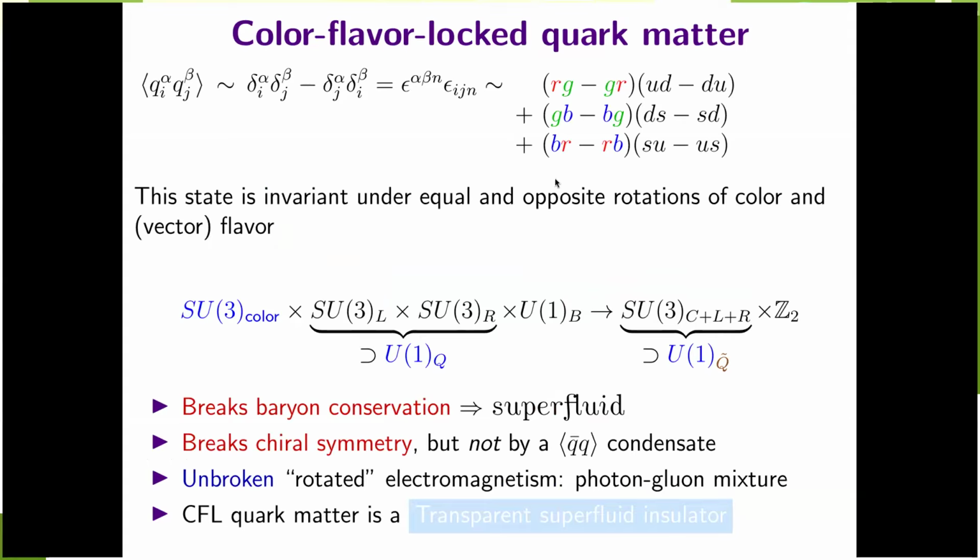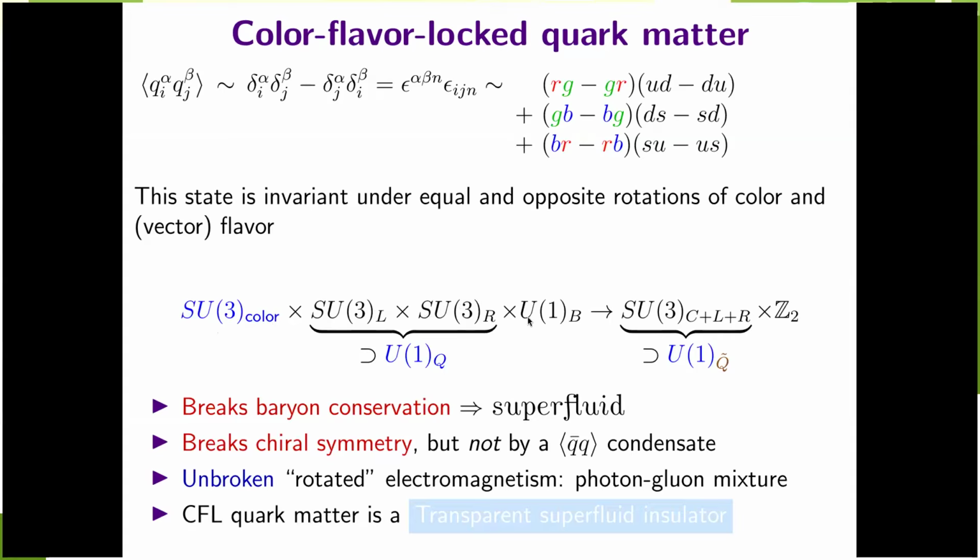So this state is, if you ask what are the symmetries that it breaks and what are the symmetries that it doesn't break? Well, what do you start with? You start with the color symmetry that says the red, green, and blue colors can all be rotated into each other. That's an SU3. And then you have, if you assume massless quarks, the left-handed and right-handed separate flavor symmetries. You can rotate the up, down, and strange into each other, the left-handed ones, and separately, you can rotate the right-handed up, down, and strange into each other. So that's two separate SU3 symmetries.